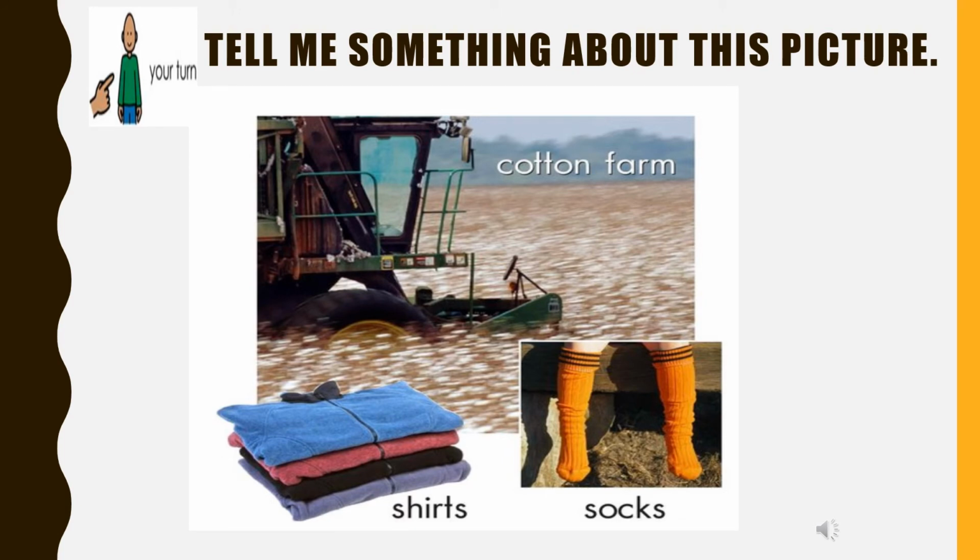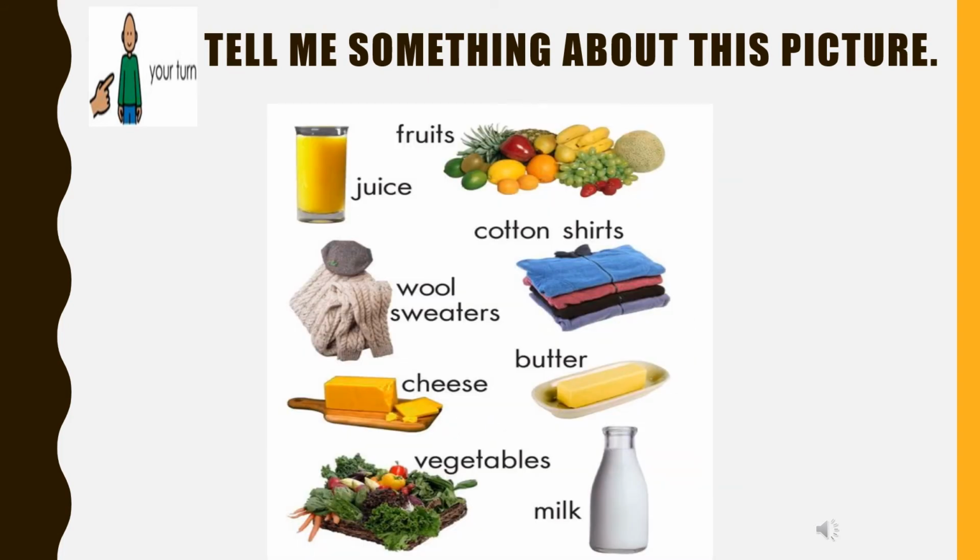My turn. I'm looking and I see the words cotton farm, and I see cotton being grown and a machine in the cotton. And I'm looking at the clothes and I'm wondering, what does cotton have to do with these clothing? Do you think some clothing is made out of cotton? Your turn. Tell me something about this picture. My turn. I think that all of these things could be grown or made from things from a farm. What do you think?